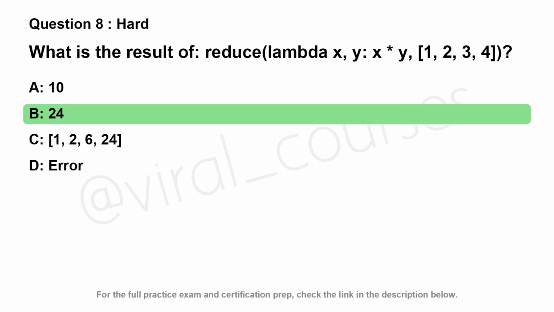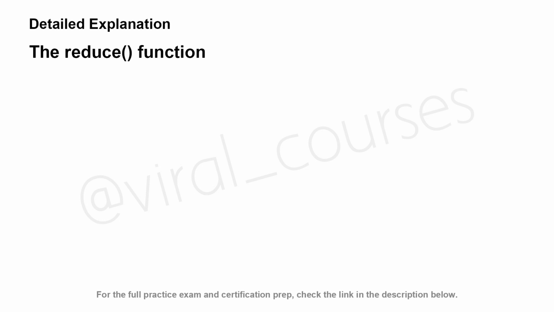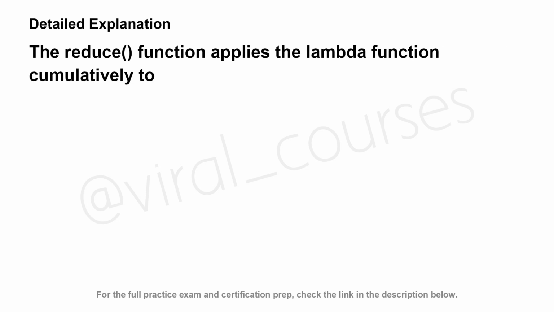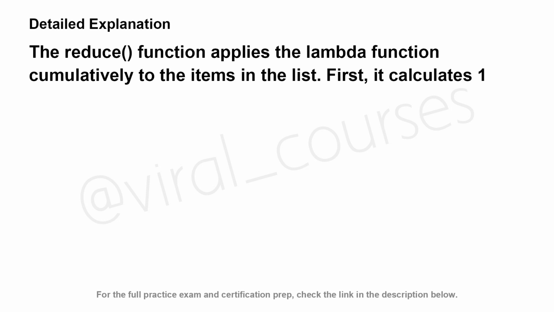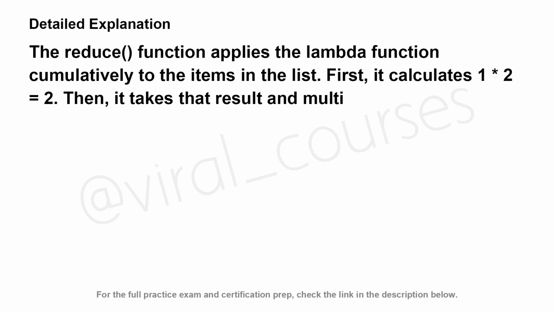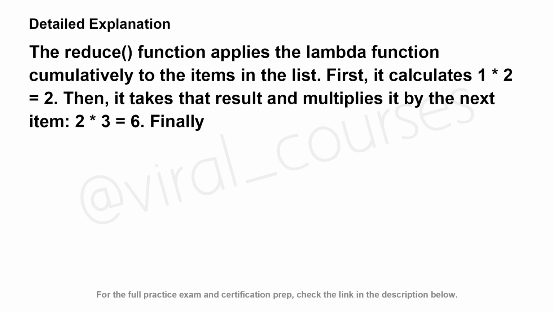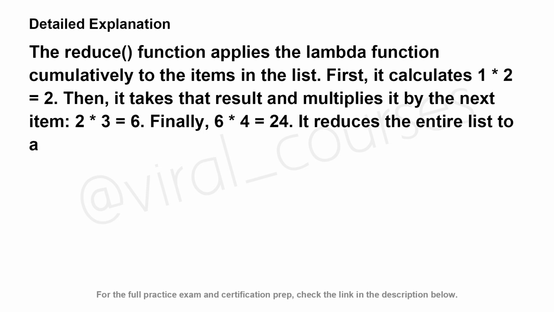The correct answer is B. The reduce function applies the lambda function cumulatively to the items in the list. First, it calculates 1 times 2 equals 2. Then, it takes that result and multiplies it by the next item. 2 times 3 equals 6. Finally, 6 times 4 equals 24. It reduces the entire list to a single scalar value.